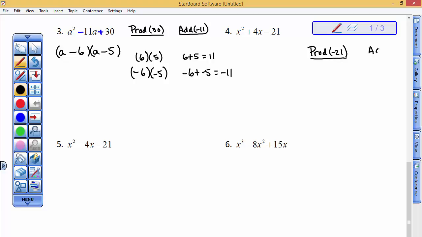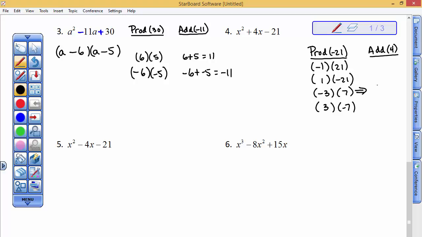If two numbers' product is going to be a negative number, then one's got to be negative and one's got to be positive. Those are my two options for 21. Or let's see, 3 and 7. So it could be a negative 3 and a positive 7, or it could be a positive 3 and a negative 7. All these combinations multiplied to be a negative 21. But it's this pairing right here, the negative 3 plus 7, that adds to be the 4.